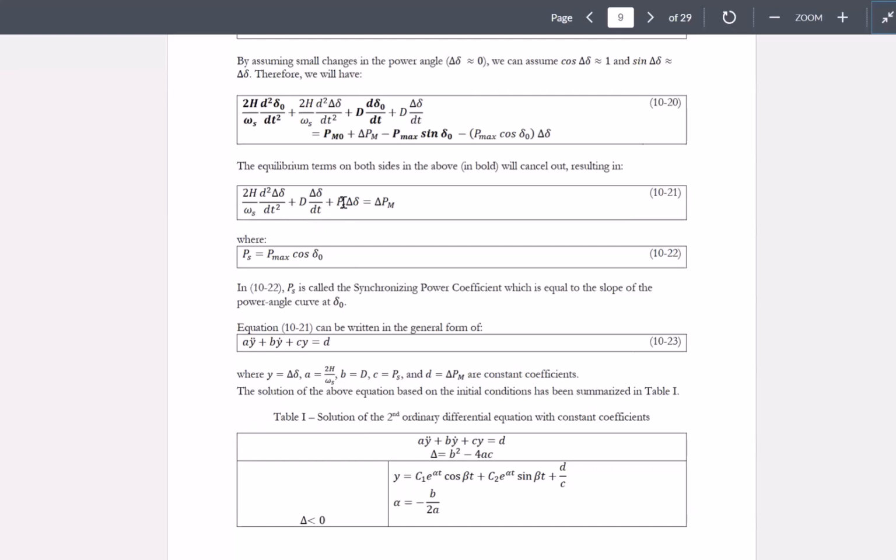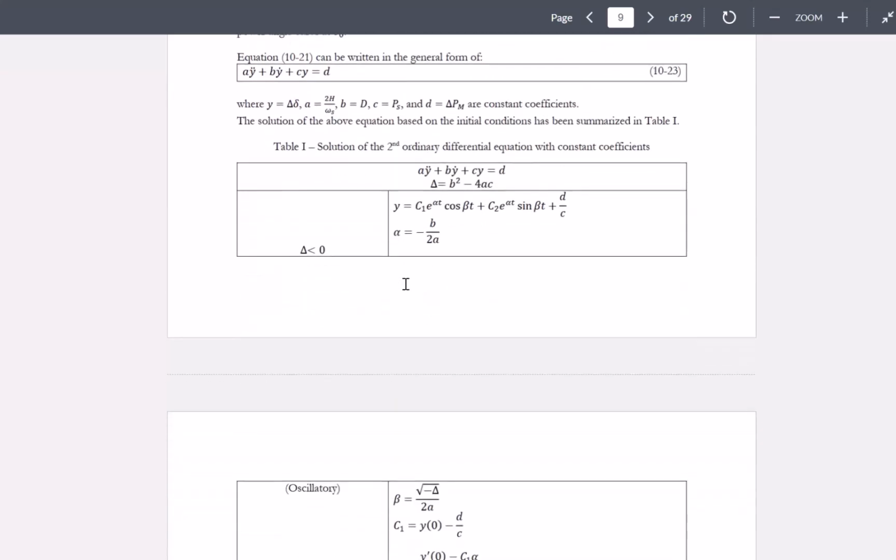In this equation, we have D, PS and 2H over omega s as constant coefficients. And delta PM is the external input to this system. Also PS is equal to P max cosine of delta 0, which is called the synchronizing power coefficient, which would be the slope of the power angle curve at the delta 0 point. All right, so this equation 10.21 is in general in the form of 10.23, which has A, B, C as constants, and then D could also be added to the system to represent a differential equation that has an external source, and that D would be the same as delta PM here.